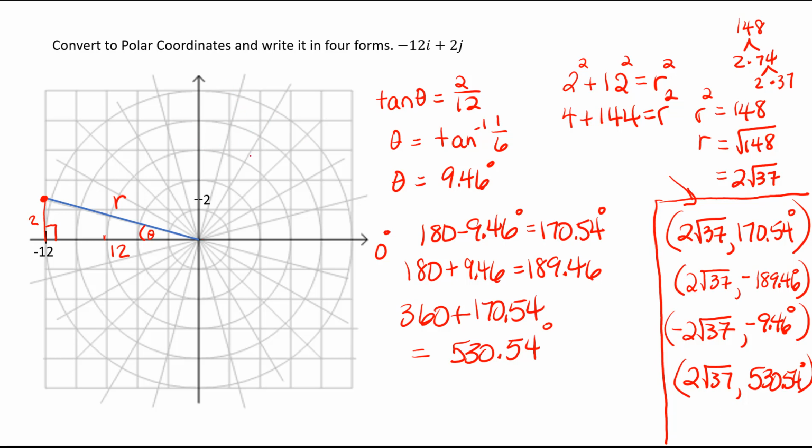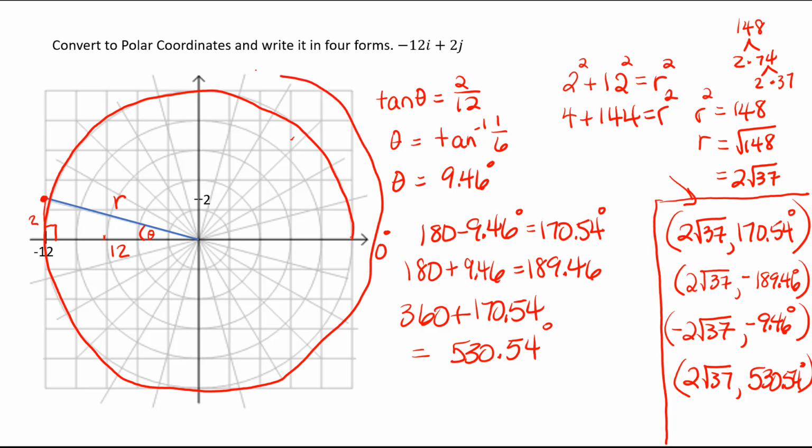Let me just make sure you understand what I did there. I just started at 0. Start at 0. I went all the way around the circle, 360 degrees, and then I went again another whatever we got at the beginning, 170.54 degrees. And it put me right there, and then I used the positive r because I was in the 2nd quadrant. So, like I said, there are many, many ways you could do this.